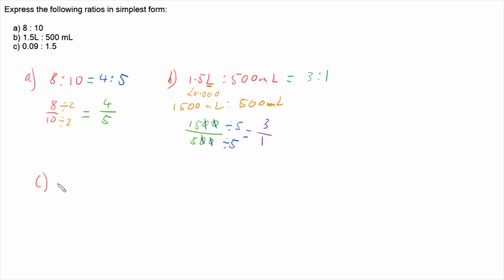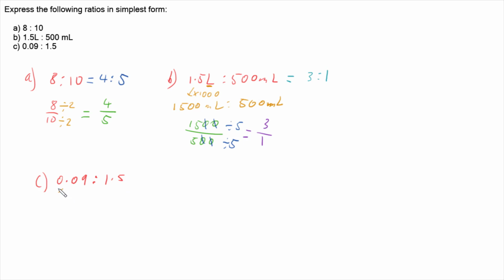Lastly, having a look at part C, 0.09 is to 1.5. Now, these two are both decimals, and we don't really like writing our fractions as decimals. And that's going to be our clue in the first case, is to get them to not be decimals. So I've got to pick the one with the most decimal places to convert to an integer. So this one has 2 decimal places. It's got the 0 and the 9. This one's only got 1 decimal place. It's got the 5. So I need to look at this one.